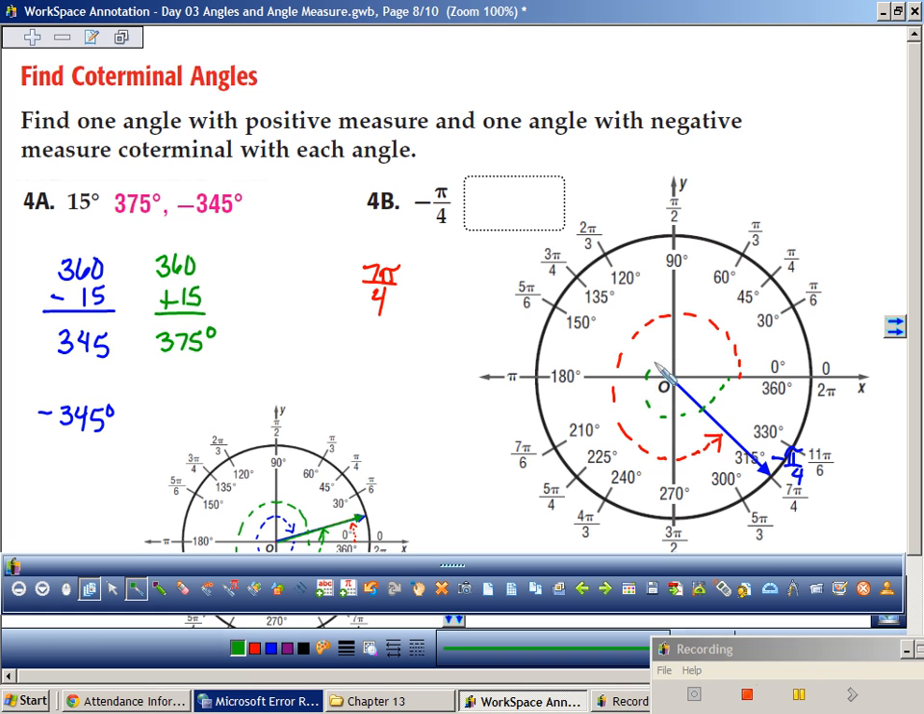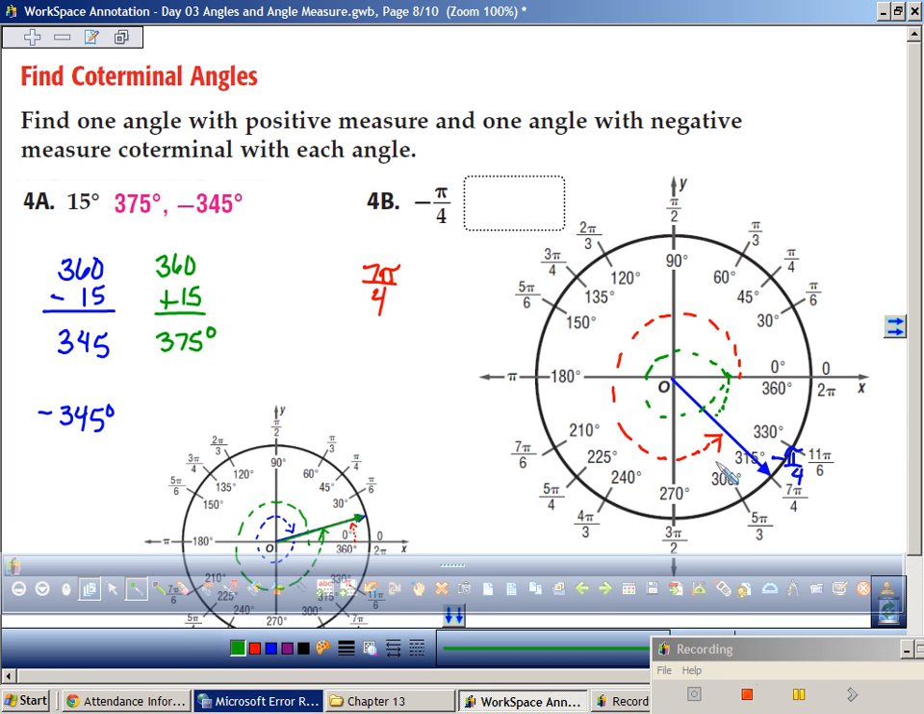Negative. Let's do it on the inside. Negative. How far is it going all the way around? 2 pi plus another negative pi over 4. So I'm going negative 2 pi plus another negative pi over 4. Negative 8 pi over 4, with common denominators. Wouldn't that be negative 8 pi over 4? Yeah. And negative pi over 4 is how many pi's over 4? And that's as hard as it gets.